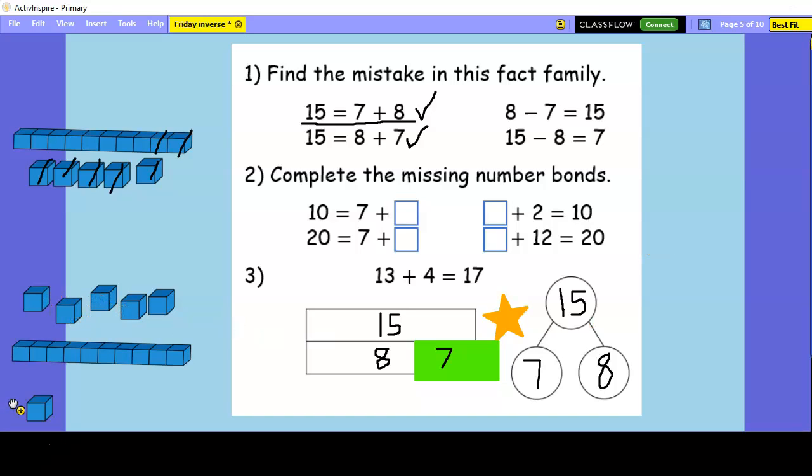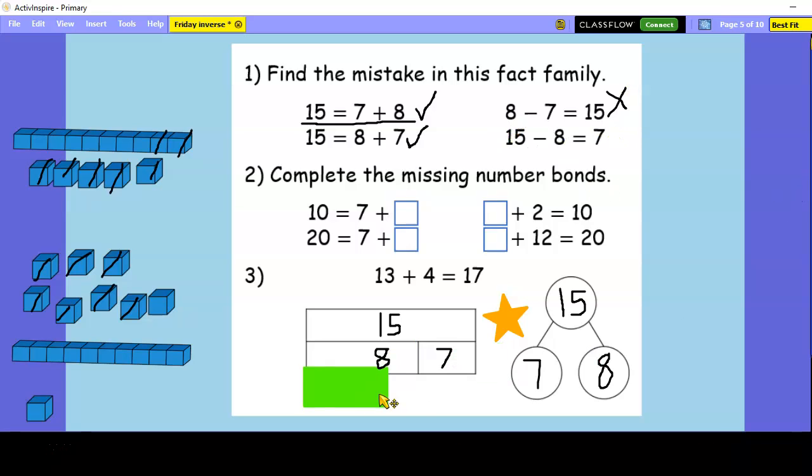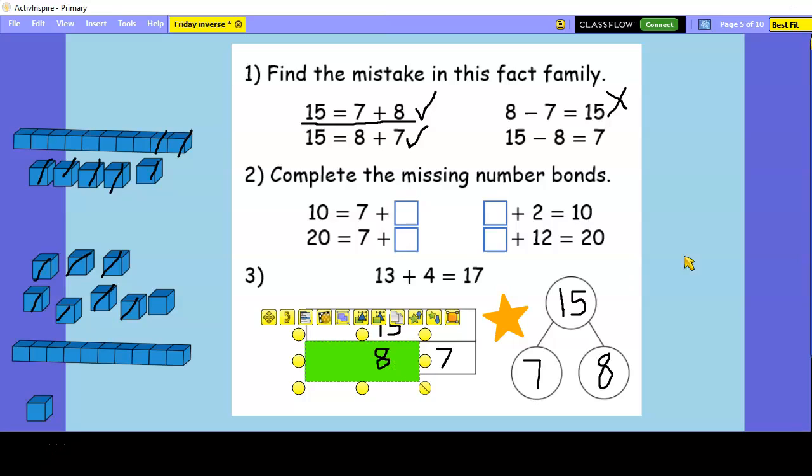It's 1, 2, 3, 4, 5, 6, 7, 8. Take away 7. 1, 2. I know it. 1, 2, 3, 4, 5, 6, 7. There's only one left. This is not correct. 15 take away 8, however. We've already done this, haven't we? 15 take away 8. It's not hiding the 8. 15 take away 8 is 7. Yes, that's right. So I'm taking away this one. I'm still left with this one.